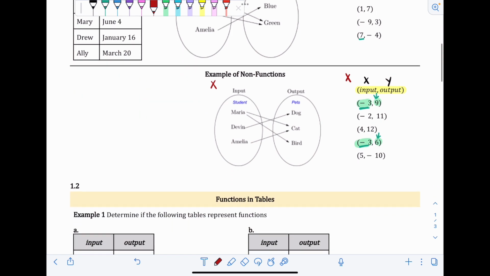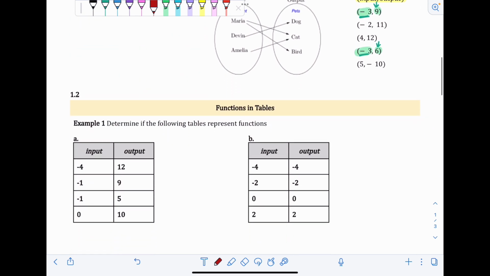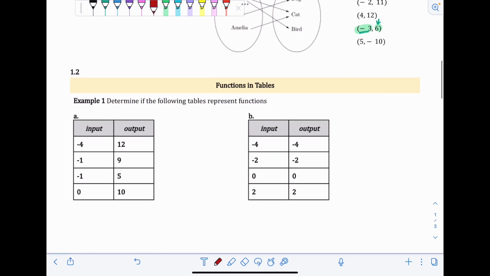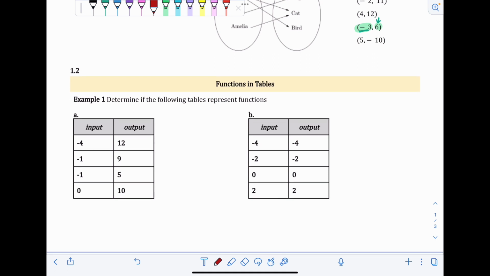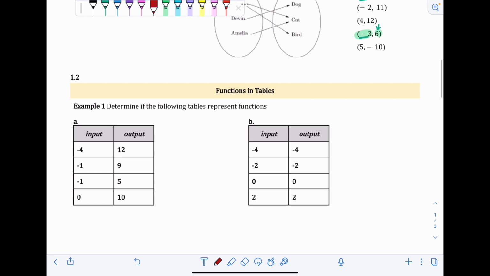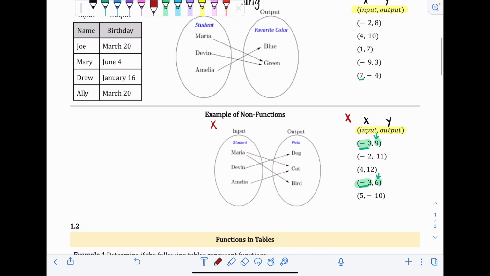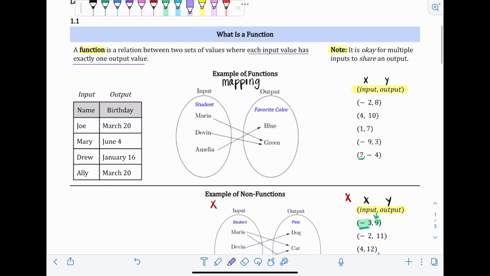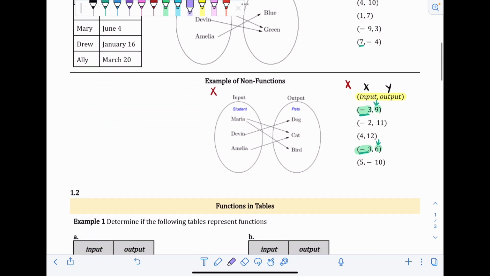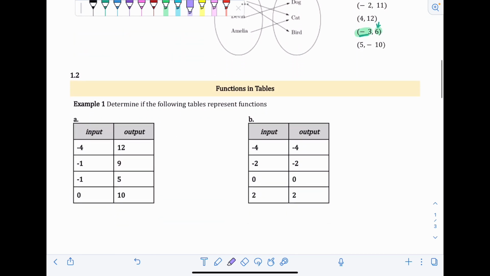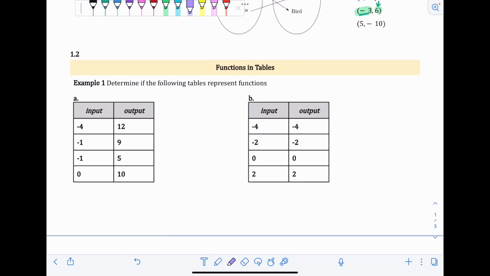Okay, so moving down to 1.2, this is functions and tables, which is one of the more common ways that you'll see them written. So example 1: determine if the following tables represent functions. In order to determine that, we just need to see if it breaks the rule that each input value has exactly one output value. One trick you can use when looking at a table is to just see if you have any input values that are repeated.